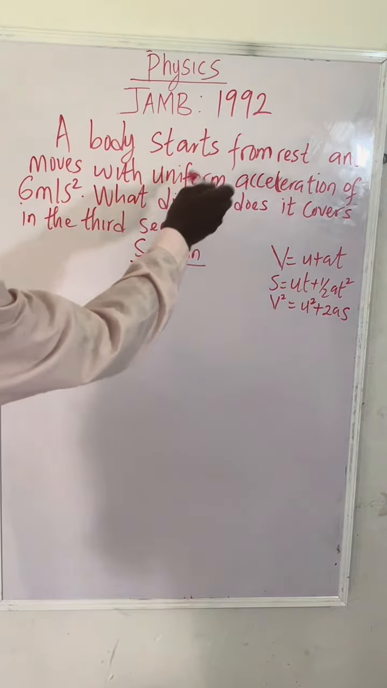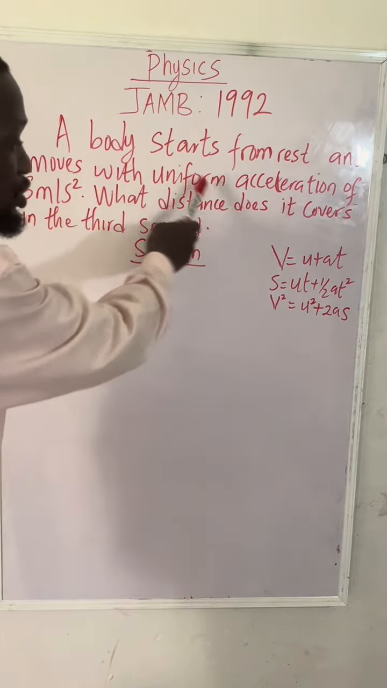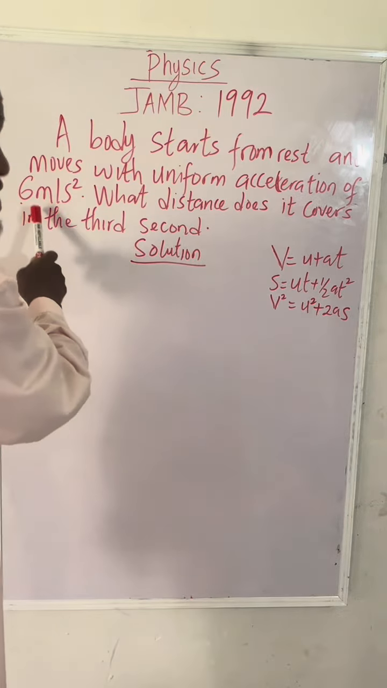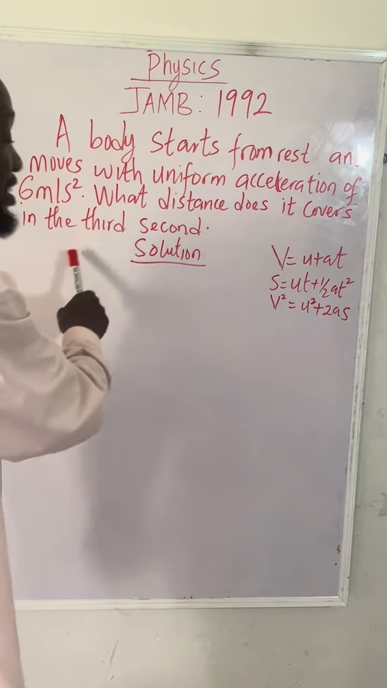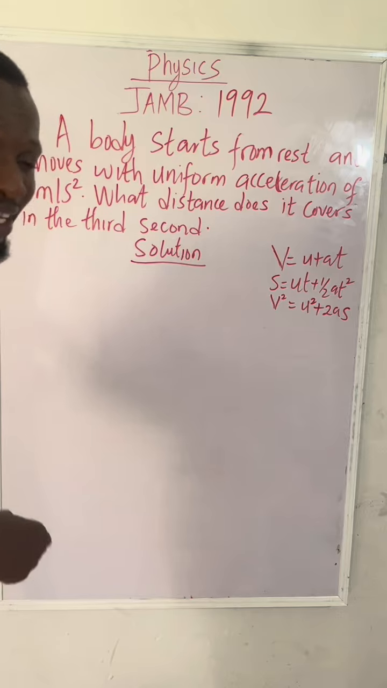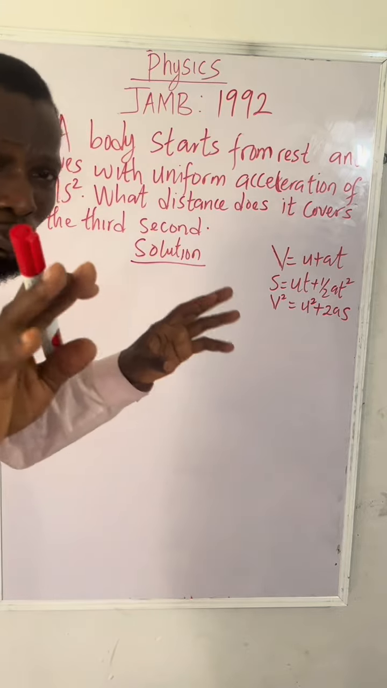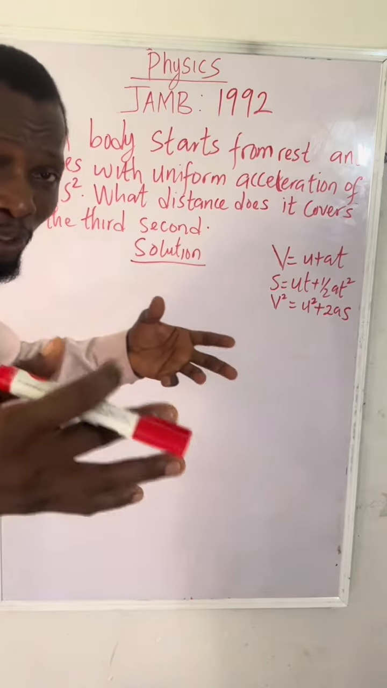A body starts from rest and moves with uniform acceleration of 6 meters per second squared. What distance does it cover in the third second? Now, the first thing we are going to do is to bring out our parameters from the question.